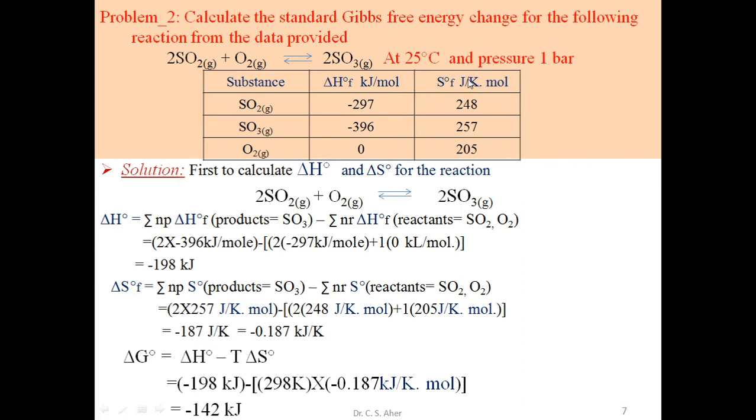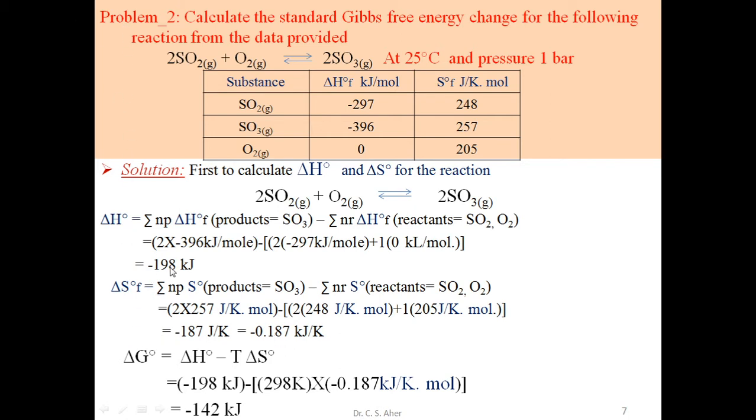The unit of this value is joule per Kelvin, and delta H0 is in kilojoule. So this joule value we converted into kilojoule. Divide this value by 1000, and we get minus 0.187 kilojoule per Kelvin. So now we have these 2 values, and this problem becomes similar to problem number 1.